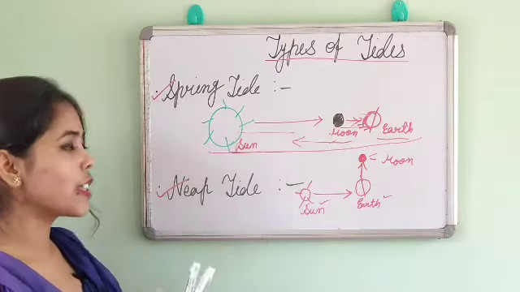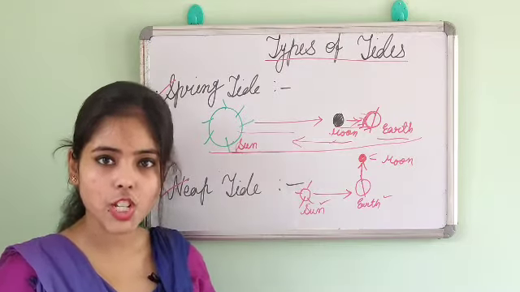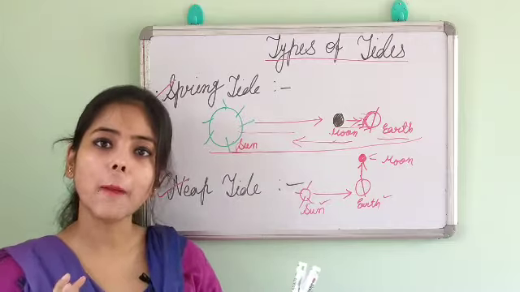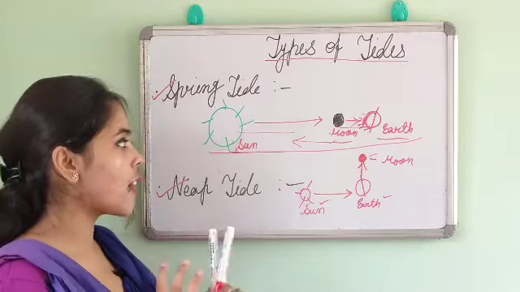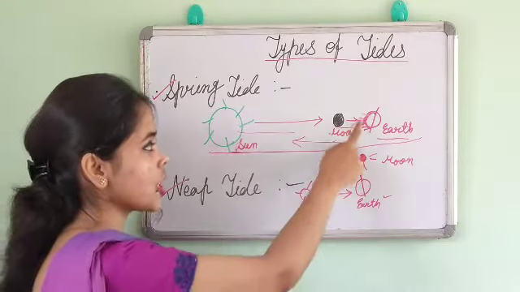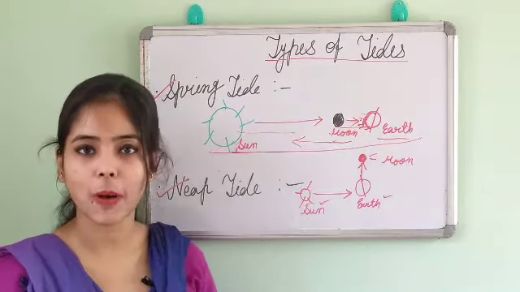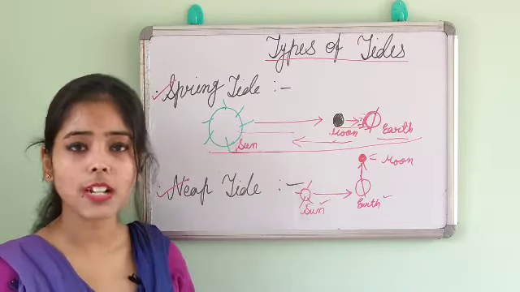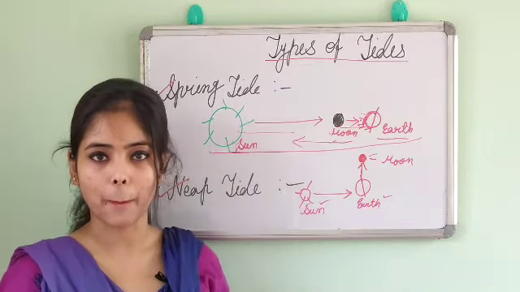So here the major factor is the gravitational attraction of sun and moon together. They combine together, they are forcing their gravitational attraction over this part of the earth. That's why the water table will rise up.